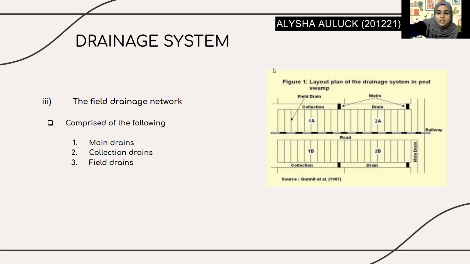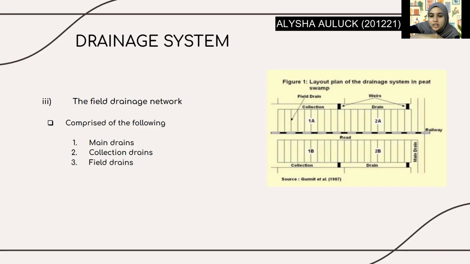Next is the field drainage network. The field drainage network is comprised of the following. First is main drains, second is collection drains, and the third is field drains. Main drains are determined by the area itself. The depth decreases from 2 to 1.6 meters at the bottom, and it eventually usually will reach 2.5 meters. Usually collection drains provide water to the main drains, which convey it to different sites such as rivers, water gates, or the ring drain. The main drains are usually constructed parallel to the major or sub-major roadways.